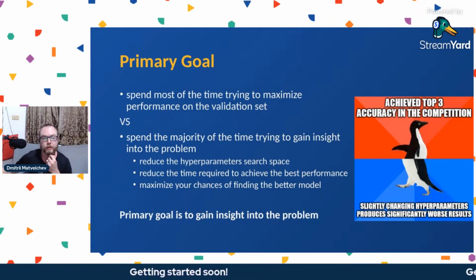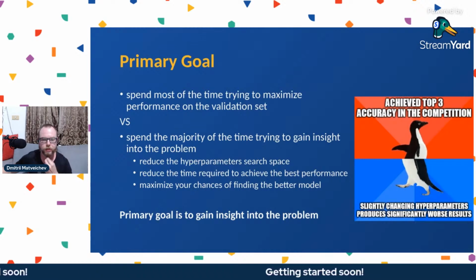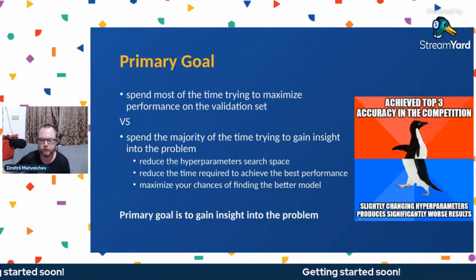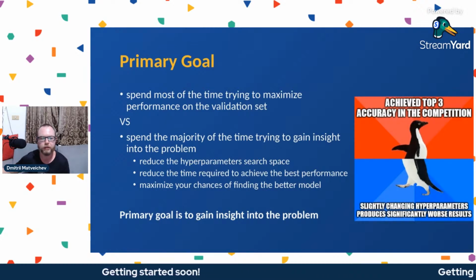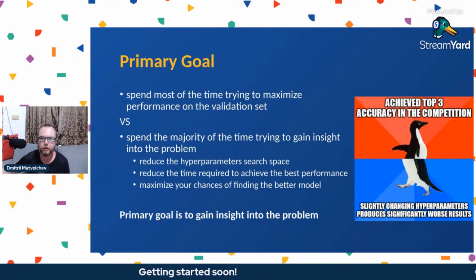Okay. The second approach is that you can spend the majority of your time trying to gain insight into your problem, in a way that you try to understand how each part of your model influences the performance of the model on the validation and test set. This approach will help you to reduce the hyperparameter search space because you will understand better how each hyperparameter works in your particular problem. It also will reduce the time to achieve the best performance by reducing the number of training loops.